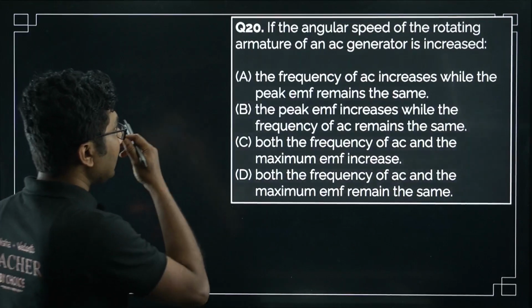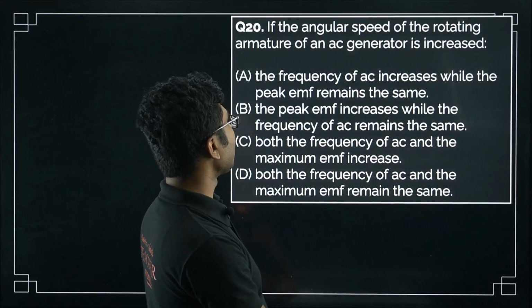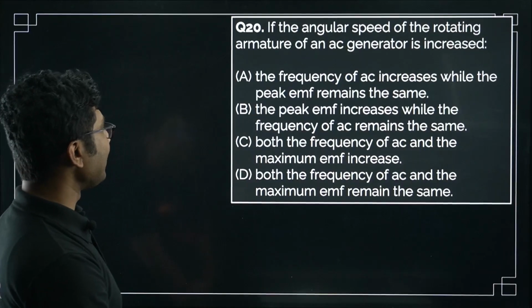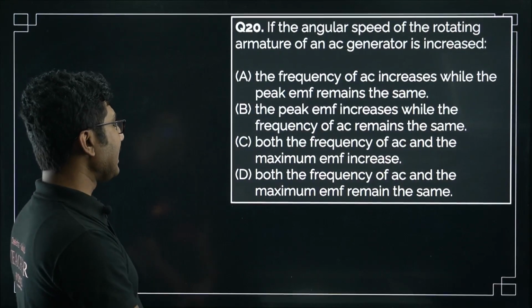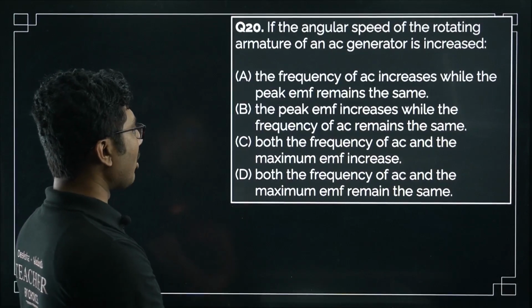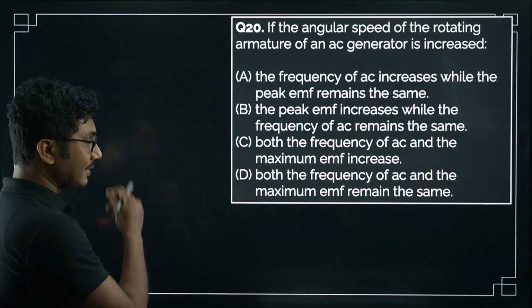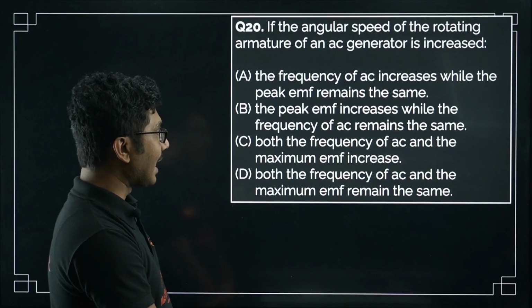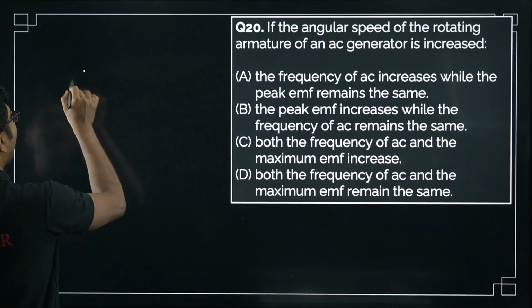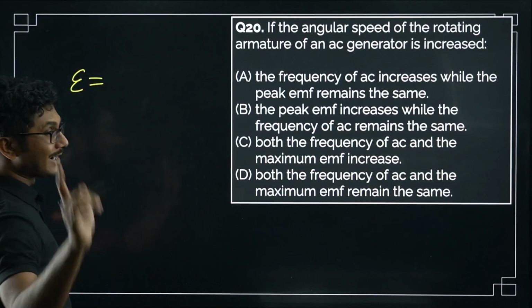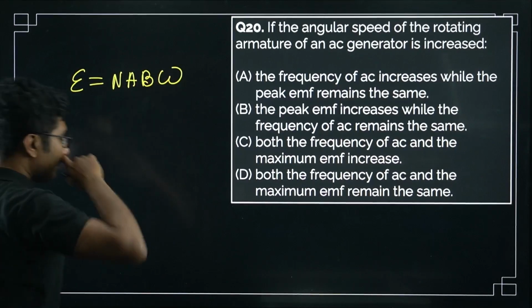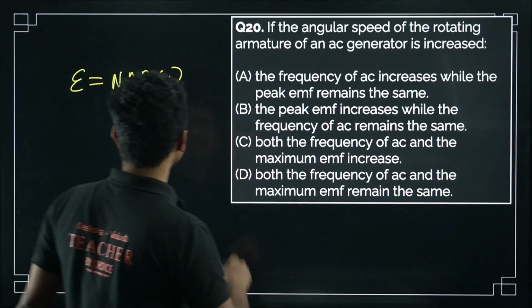Next question. If angular speed of the rotating armature of an AC generator is increased, the frequency of AC increases while the peak EMF remains the same. The peak EMF increases while the frequency of the AC remains the same. Both frequency of the AC and the maximum EMF increase. Both frequency of the AC and the maximum EMF remain the same. Now what is the maximum EMF? Maximum EMF generated in an AC generator is NAB omega.